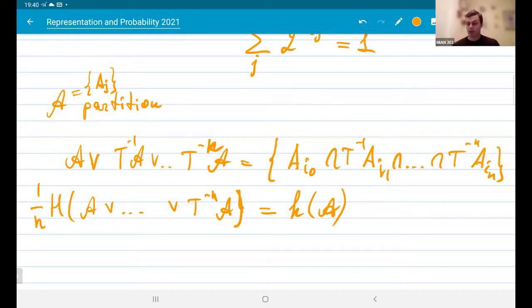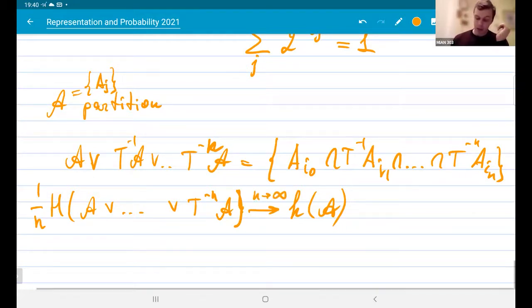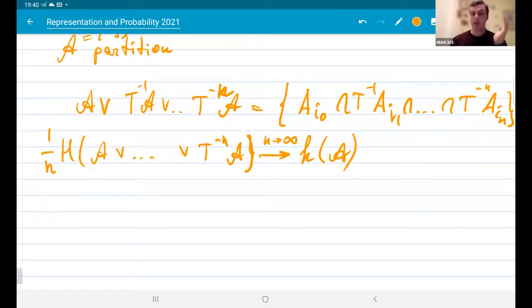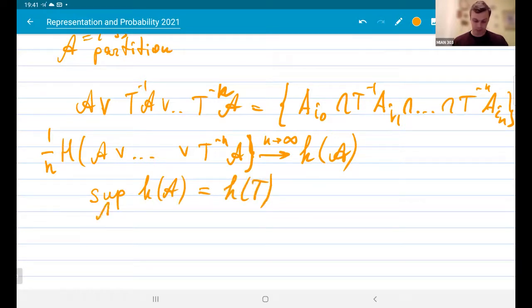And the final piece of this construction is the following. We can start with many different partitions. For each partition, we have this limit. But in fact, the supremum of H of A is H of T. This is the construction of the so-called Kolmogorov-Sinai entropy of the measure M.